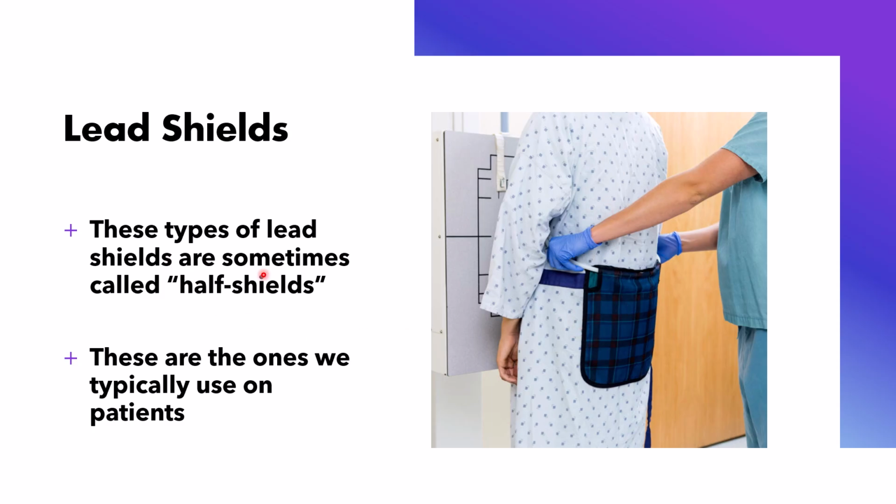But if we're using a shield, you're going to put the shield between the body part and the x-ray tube here. So if you're doing a PA chest, it goes on their back side. If you're doing an AP chest, it goes on their front side. If you're doing a lateral, it goes to the side that is pointed toward the x-ray tube.